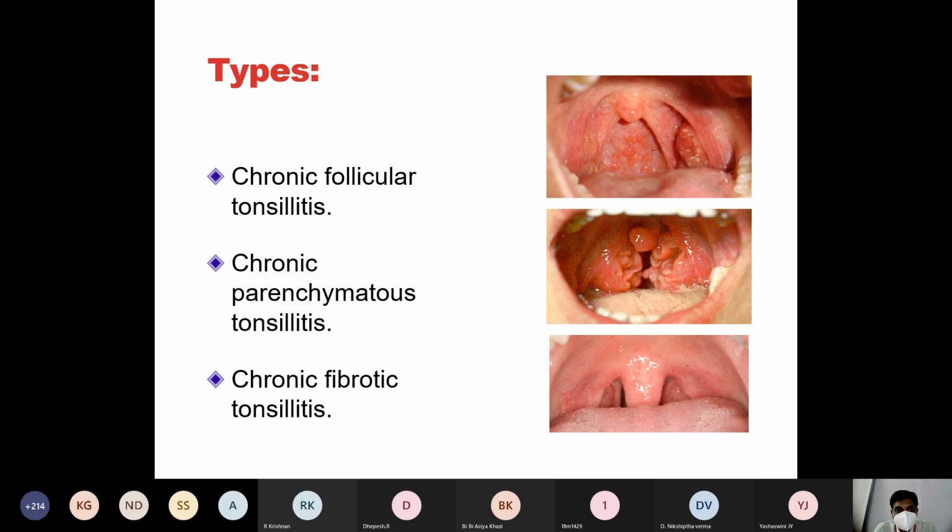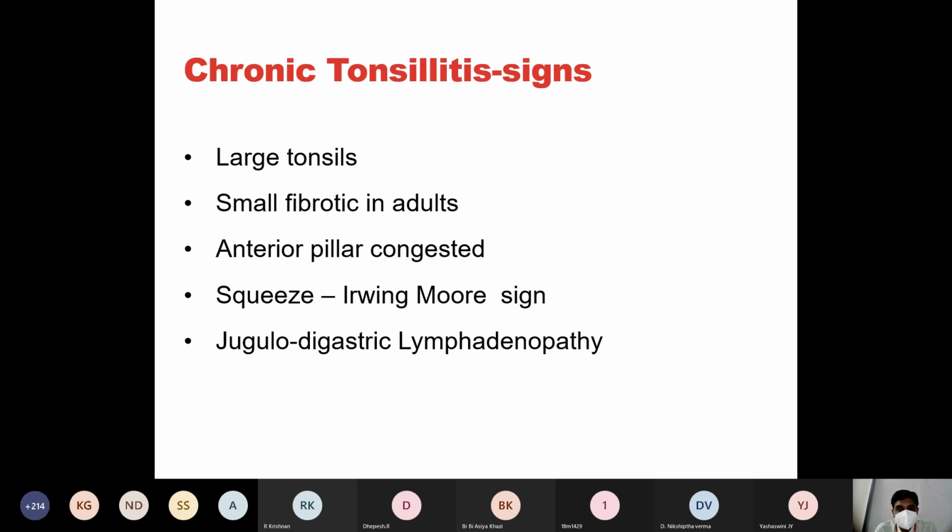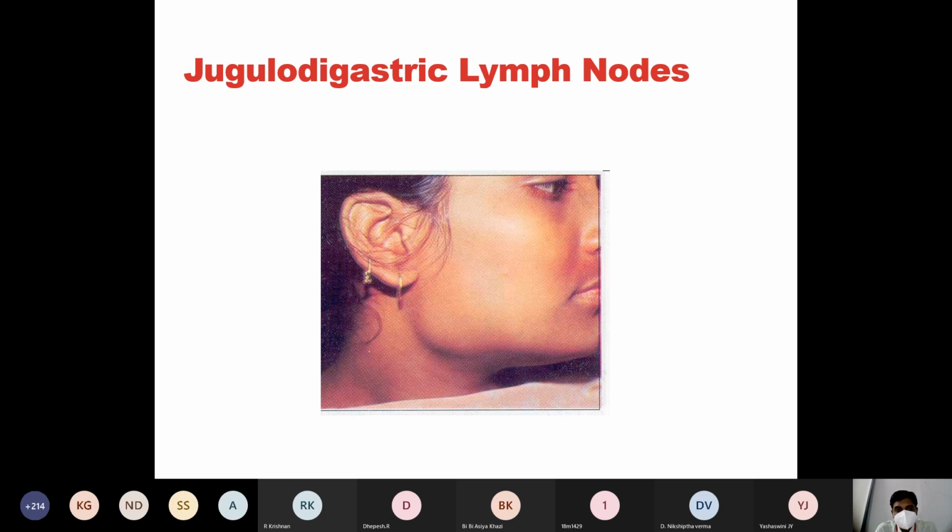So, flushing of the anterior pillar, Irving-Moore sign, and enlarged jugulo-digastric lymph nodes are called the characteristic features of chronic tonsillitis. In other words, they are the three clinical features whose presence indicates chronic tonsillitis. The tonsils can be either large or small. That by itself is not a diagnostic feature of chronic tonsillitis. This is a picture to show the location of the jugulo-digastric node, about 1 finger width behind and below the angle of the mandible.